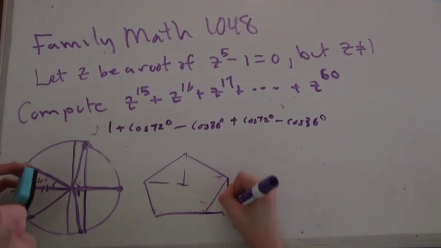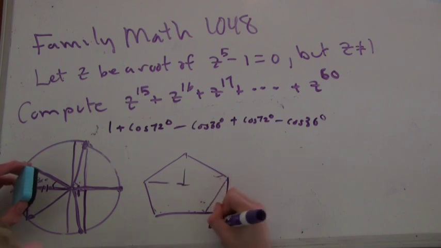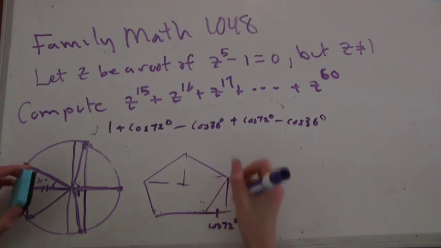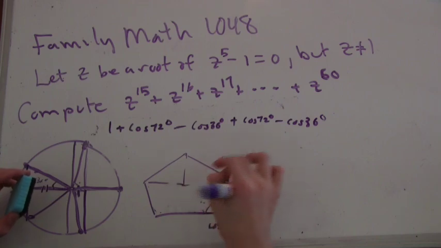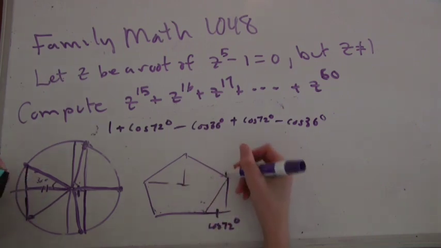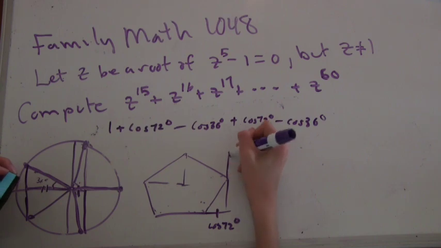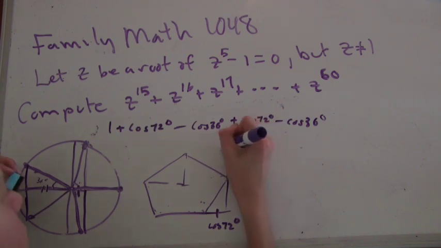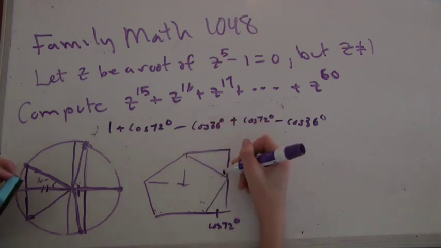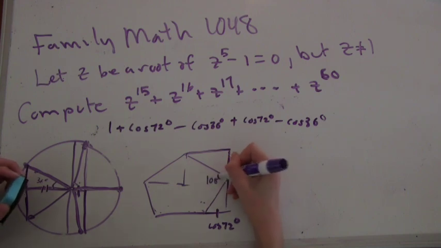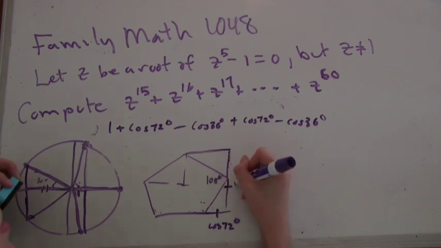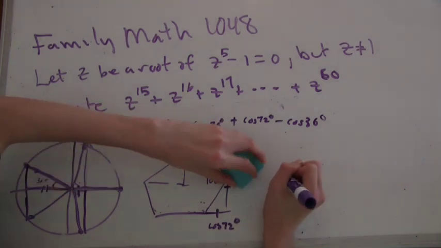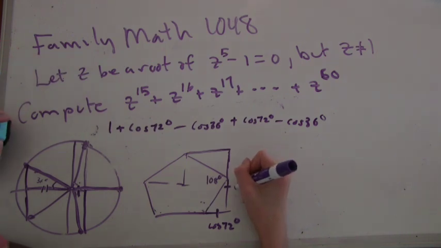That means this distance across here is cosine of 72. And then we drew in this triangle here. This is 108. This angle up here would be, alright, 72, so it would be 18 degrees.